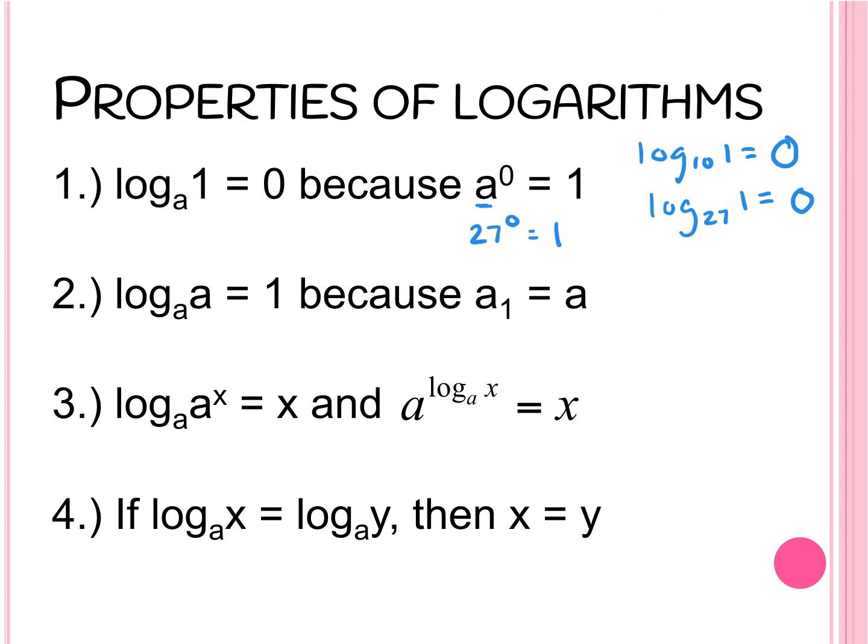For the next one, anytime you have log base a of a, your answer is 1. That's because a to the power of 1 is equal to a. The a in these properties is just an arbitrary number. It works for anything. So if I had log base 10 of 10, in your calculator, if you did log of 10, you would get 1.